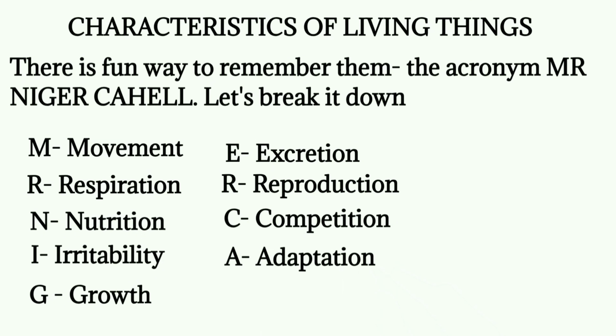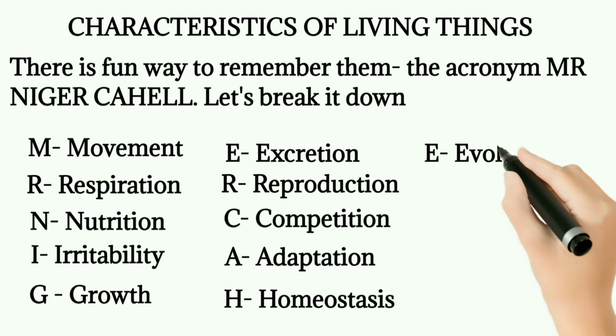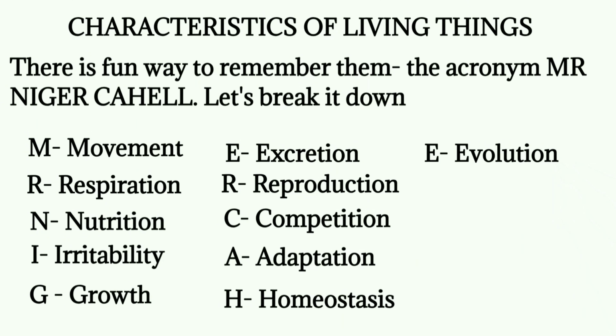Then you have homeostasis. H for homeostasis. It is the ability of an organism to maintain a constant internal environment despite environmental changes. That is maintenance of constant internal environment in an organism. Then the next one is evolution. It is the ability of an organism to what? To change.